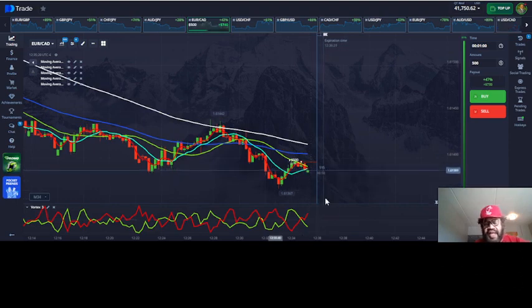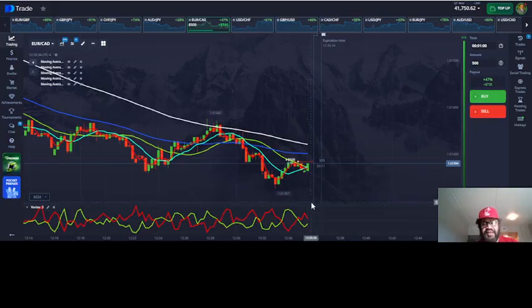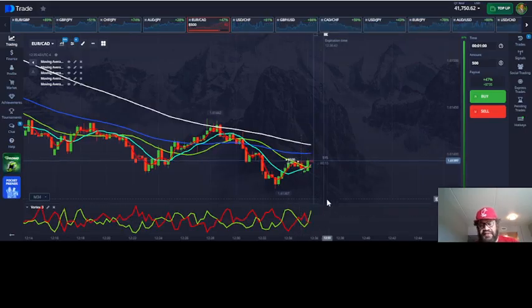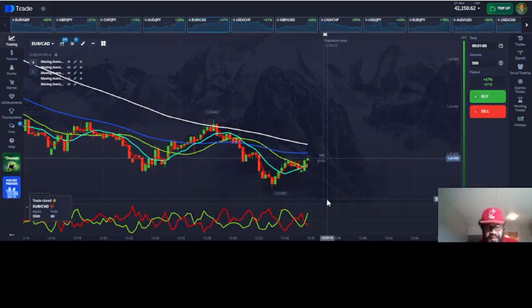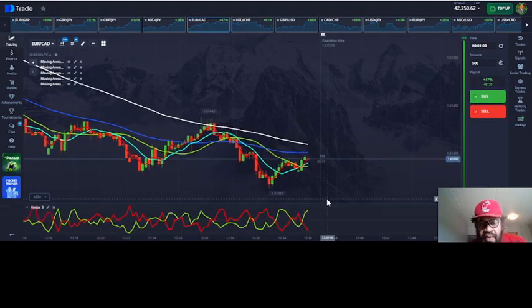In addition to that, I have a cross of the vortex lines here. The minus VI line crossed above the green VI line here in an upward direction, signifying a bearish trend, a bearish push to the downside over the next 60 seconds. So let's monitor this trade. Okay, so that trade was in the money here.